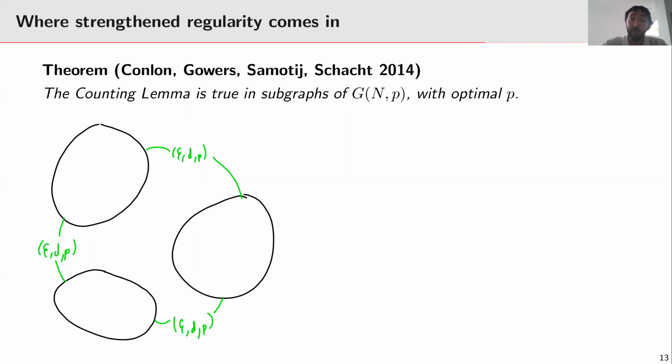What do I mean by this? Well, suppose I want to count between these two clusters just green edges. Well, this pair of clusters is epsilon dp regular. I don't need to use any theorem to count.